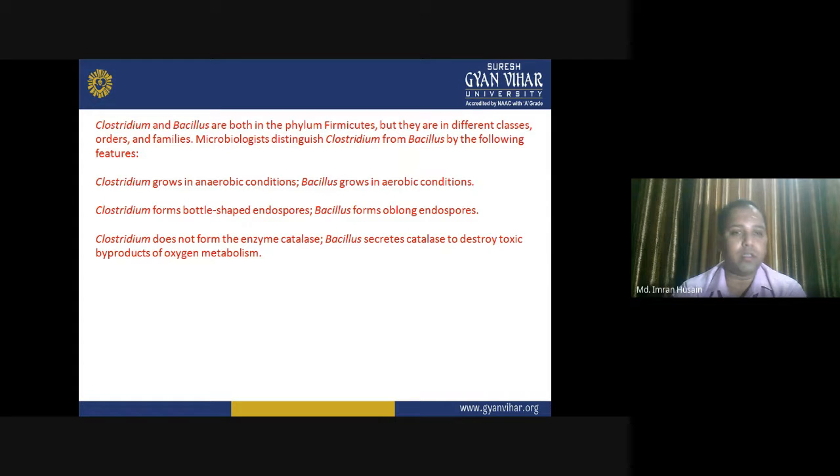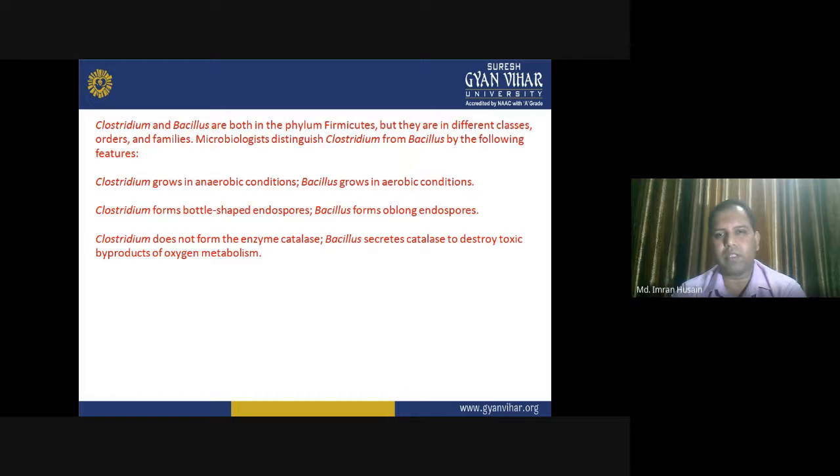When it comes to the study of spores and the conditions that lead to spore formation, Clostridium forms bottle-shaped spores. That is why you can easily identify Clostridium endospores from other endospores. But Bacillus forms endospores that are oblong and oval in shape. So this is another factor that makes them different from each other. Clostridium does not form the enzyme catalase.